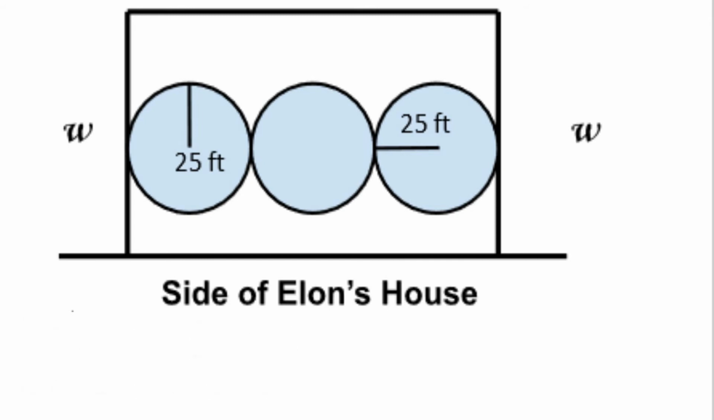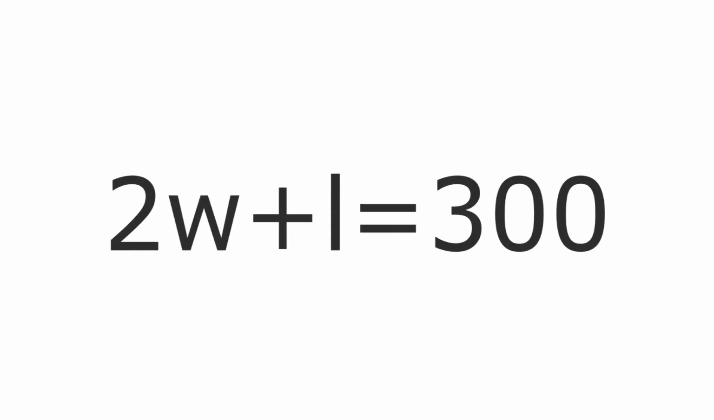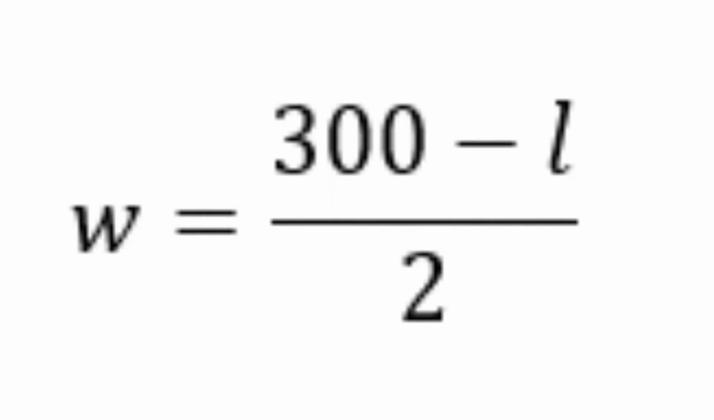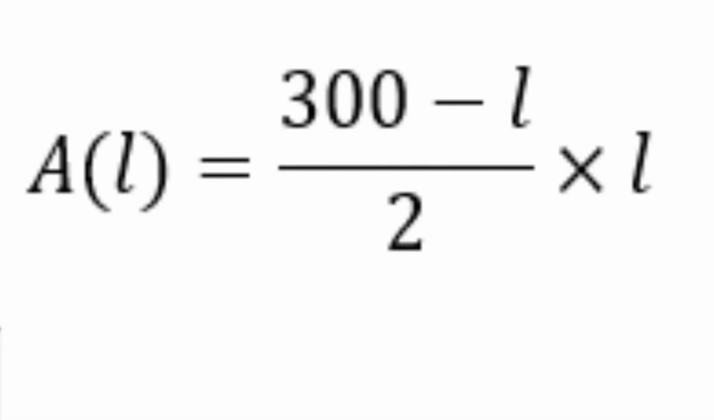or each other. The first step we need to do is isolate a variable so that we could take the derivative with respect to said variable. We are going to be using the perimeter equation and isolating the width. When we do this, we get the width equals 300 minus L, all divided by 2. Now we can substitute this into our area equation. So we get 300 minus L divided by 2 times L equals the area with respect to L.